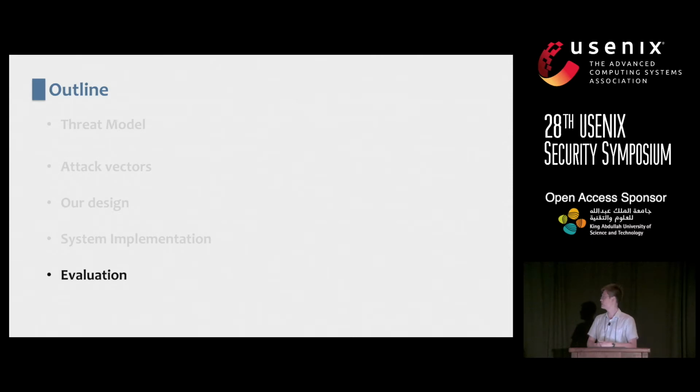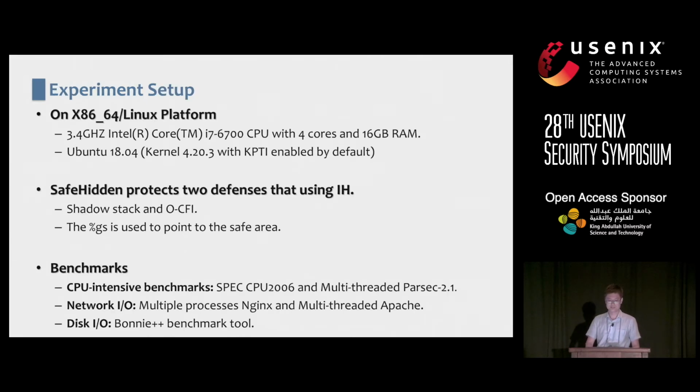Okay, let's give a performance evaluation. SafeHidden is implemented on the x86-64 Linux platform. SafeHidden protects two devices that are using IH, that is, shadow stack and OSFI. And the GS segmentation register is used to point to the safe area.